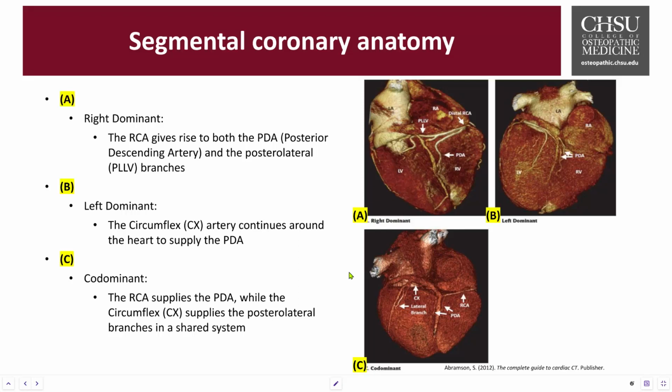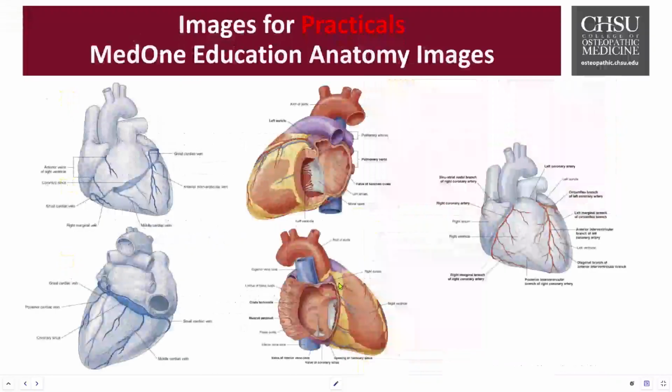And then in letter B, you can see this is left dominant, about 15% of the population. In this case, the circumflex, the CX artery, is a branch off of the LCA, and it wraps around and gives rise to the PDA. So it wraps around here and gives rise to the PDA. And then in letter C over here, this is codominance, about 18% of the population, where the RCA supplies the PDA. The RCA comes down to the PDA, while the circumflex artery wraps around and supplies the posterolateral branches, the PLLV.